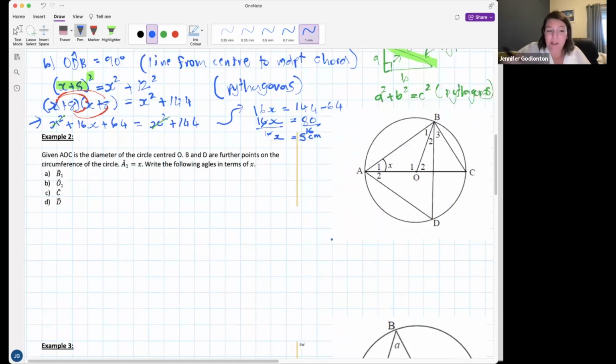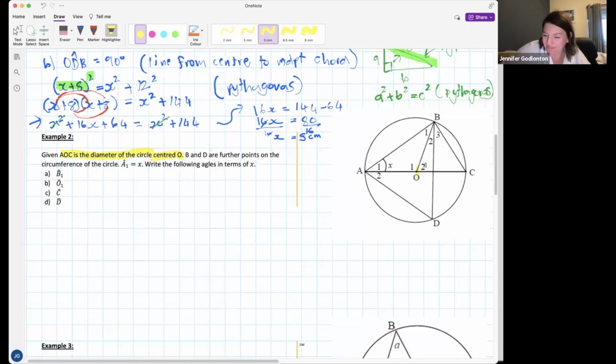So now before we jump into the questions, we're going to look at some things again. Starting, given that AOC is the diameter of the circle centered O. Again, we're seeing center O. If we're seeing center O, that means we're going to be dealing with some radii. Who can tell me what my radii are here? What are my different radii? What is equal to what is equal to what?